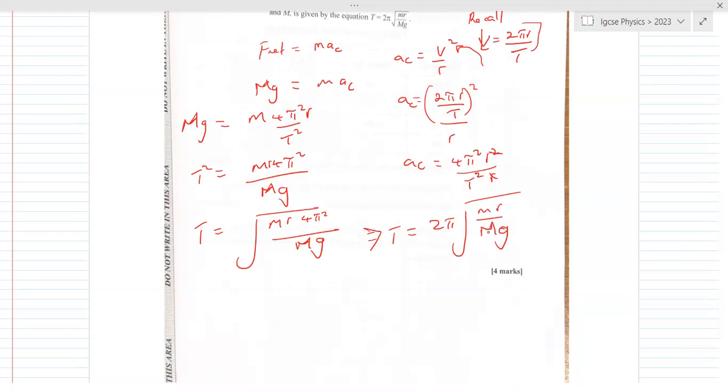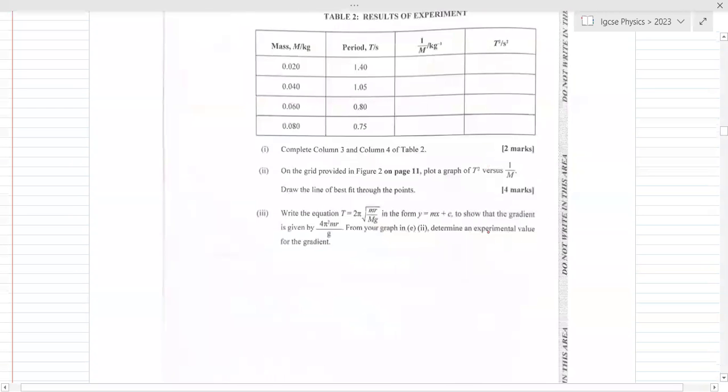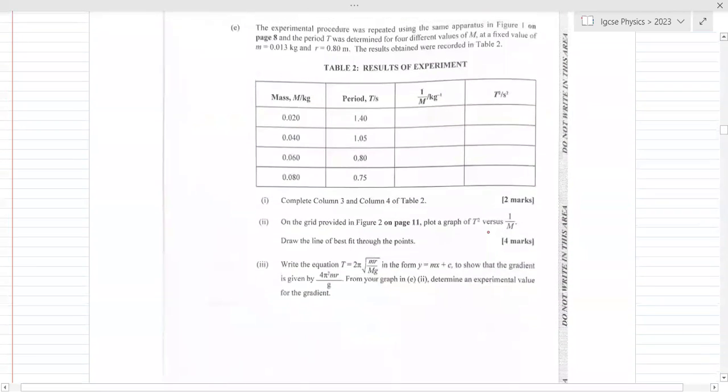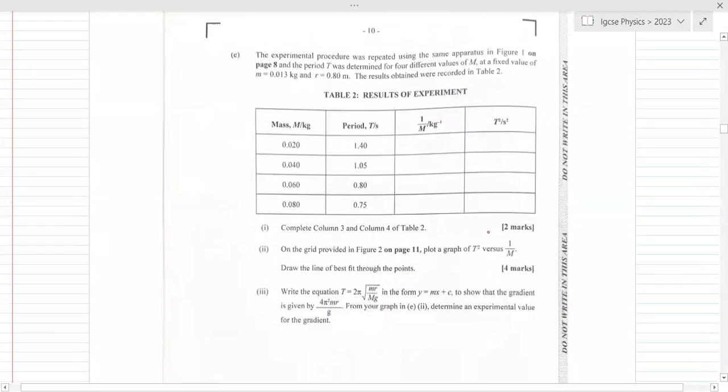Now, obviously, they like to give graph questions. So the next part of the question would be for you to actually take into account what is happening in terms of the measured values that you have here.